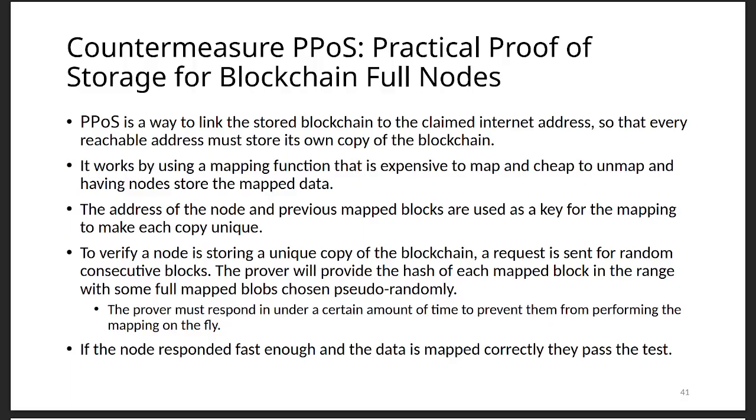To verify a node is storing a unique copy of the blockchain, a request is sent for random consecutive blocks. The prover must respond in under a certain amount of time to prevent them from performing the mapping on the fly. If the node responded fast enough and the data is mapped correctly, they pass the test.